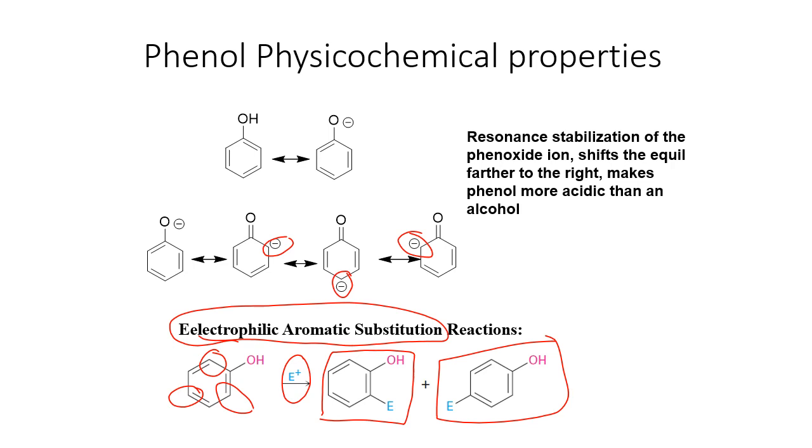They only happen at ortho and para because, as we draw the resonance, we saw that these are the electron rich positions. Now I want to ask a general question, and it's not very important that you answer it. It's just a general idea.